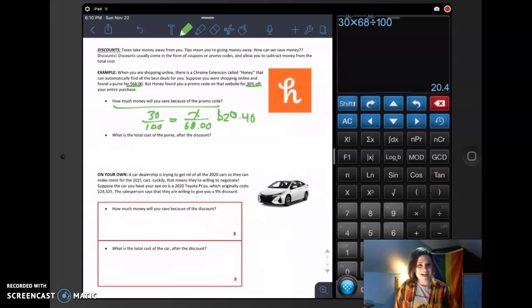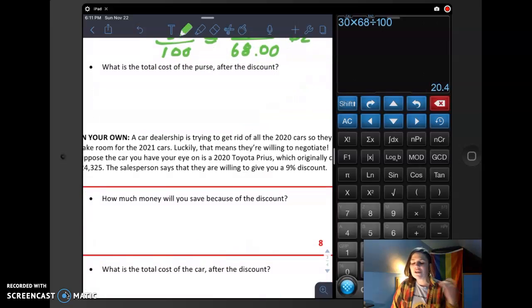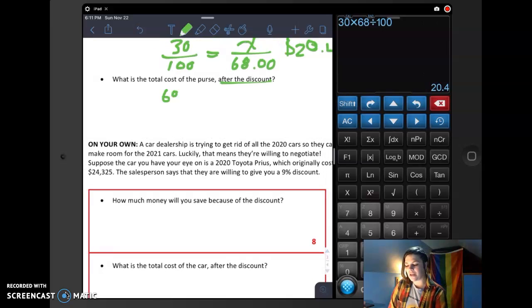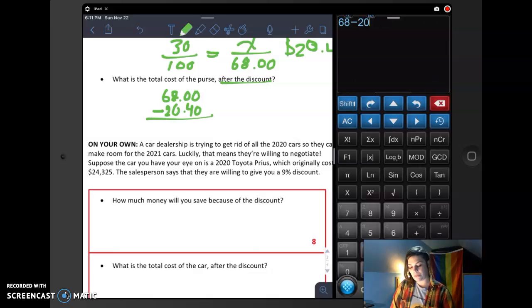All right, last part here, you guys. All we got to do is figure out the total cost of the purse after the discount. Remember, discount is subtracted. It's getting you a better deal. So what we need to do is take the original cost of whatever we're buying, and subtract the discount, which is $20.40. So 68 minus 20.4 is equal to 47.6. So we actually want to make sure that we're doing 0.60, and we know that it is dollars.